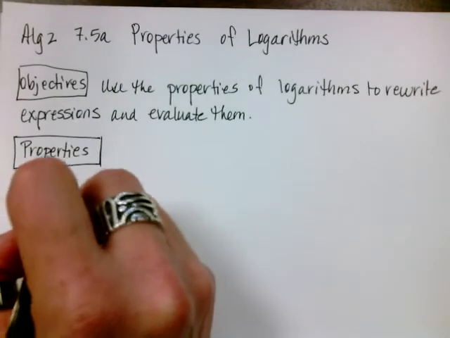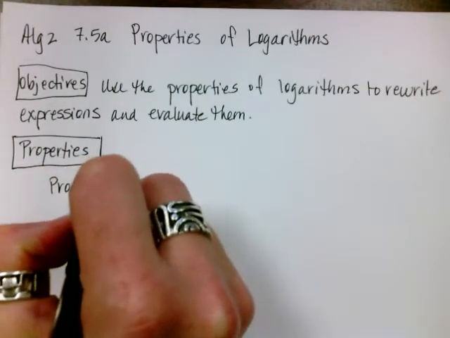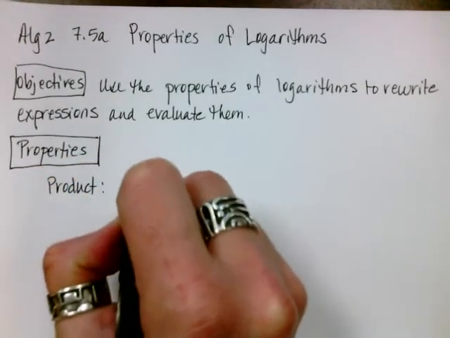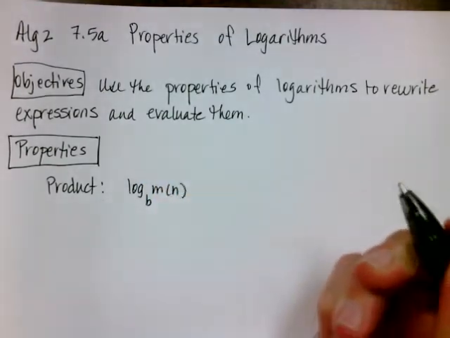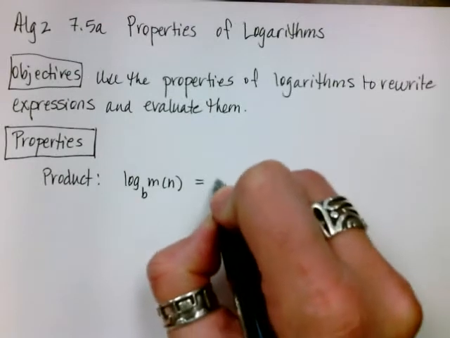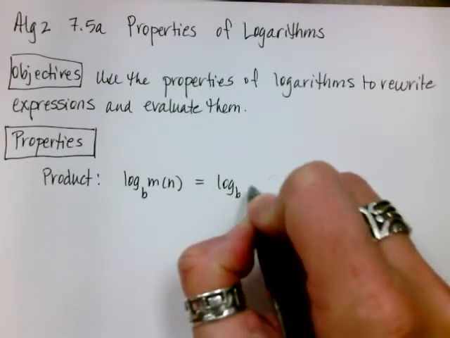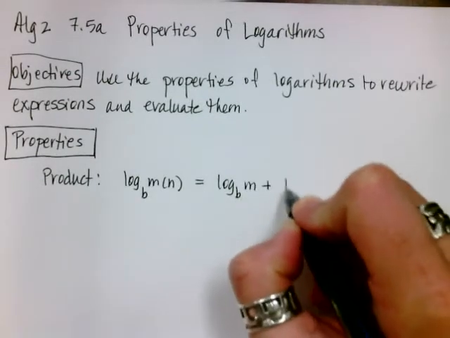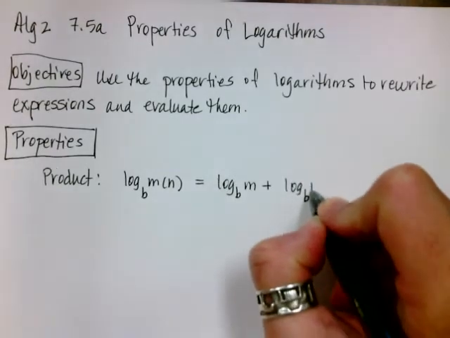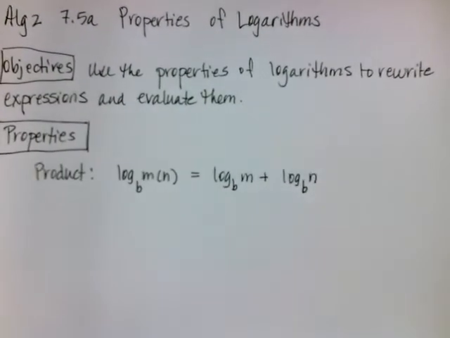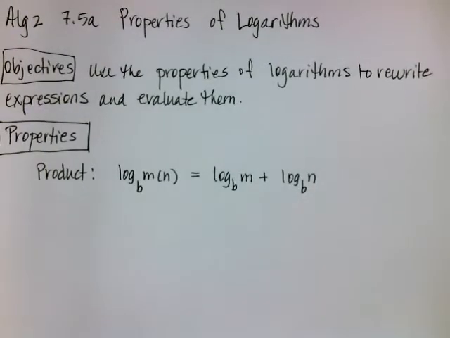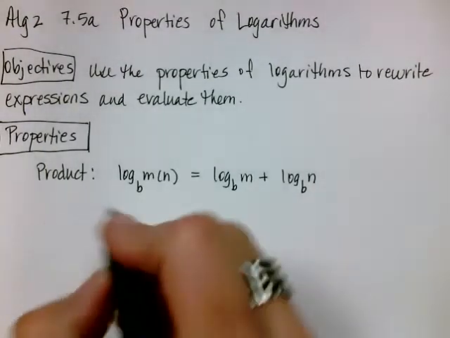All right, the product property. So if I have the log base b of m times n, that can be rewritten as the log base b of m plus the log base b of n. Alrighty? So that would be my product property. So I can use it to rewrite. Later we'll use it to solve.